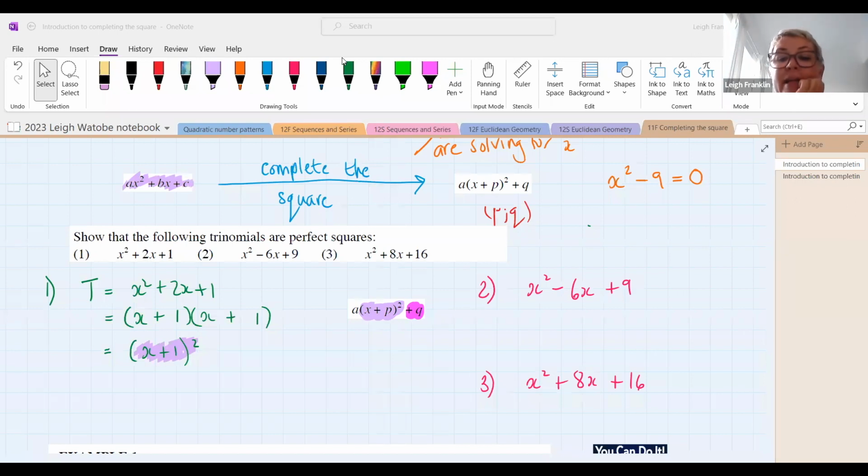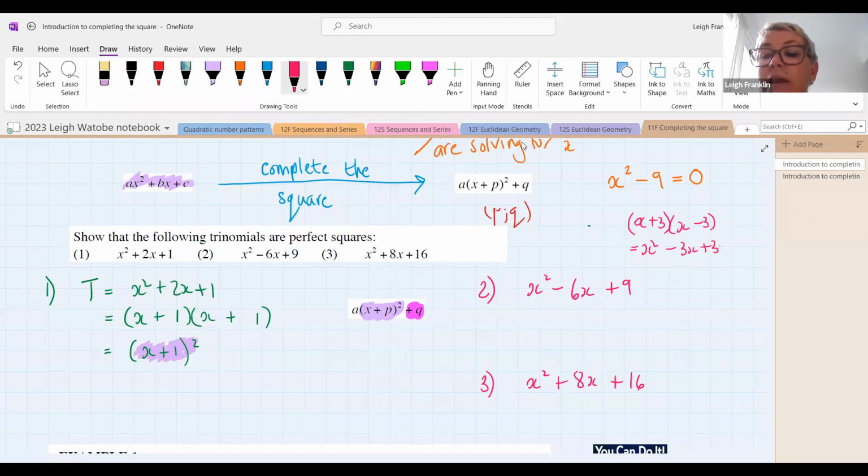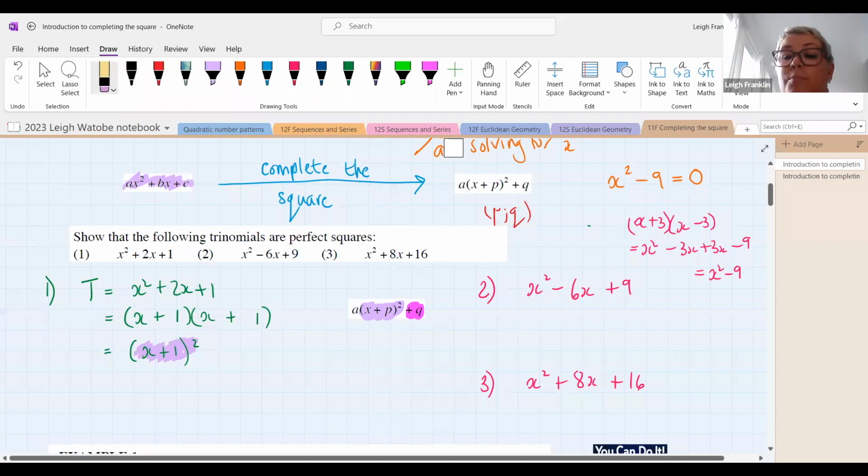Okay, so now, Annie, if we had an expression like that, if it was x plus 3 times x minus 3, when we multiplied it out in FOIL, we'd end up with x squared minus 3x plus 3x minus 9. That would give us an expression, x squared minus 9, which is not the same as the one that we have. So this is not difference of squares. It is a perfect square trinomial.